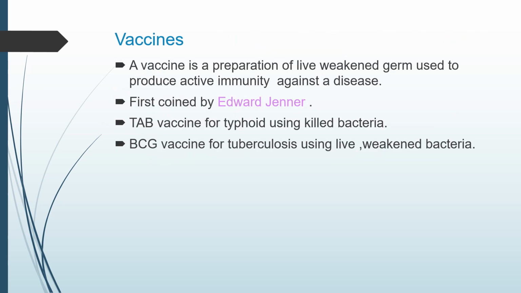Now we have come to vaccines. So what is a vaccine? A vaccine is a preparation of live weakened germ used to produce active immunity against a disease. It is a live bacteria, which is weakened or heat killed, used to produce active immunity against that disease. The name vaccine was first coined by Edward Jenner.